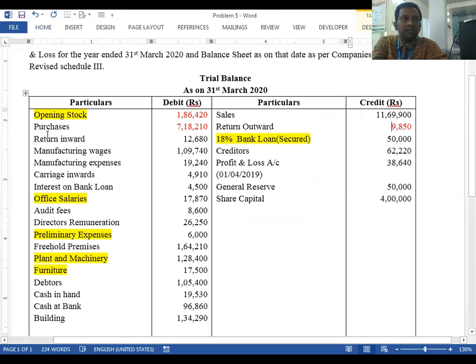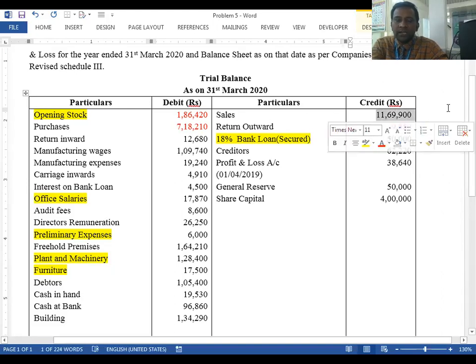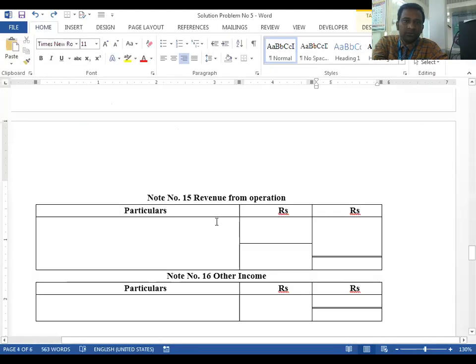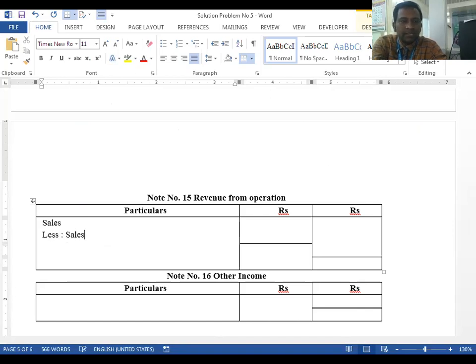Now next item is return inward. Return inward is deducted from the figure of sales. So what is the figure of sales? 11,69,900. And the place of sales and sales return is under the notes of profit and loss account, under revenue from operation. Sales less sales return.